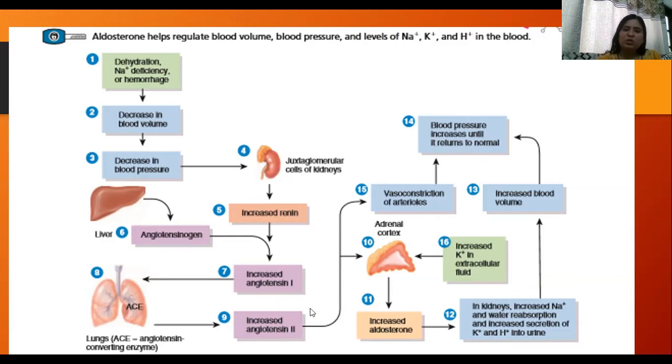And this angiotensin 2 will also stimulate the adrenal cortex, which will secrete increased aldosterone. This aldosterone in the kidneys will cause sodium and water reabsorption and retention, and the increased secretion of potassium and hydrogen ions into the urine, right? So that they will cause increased blood volume and hence normalize the blood pressure.